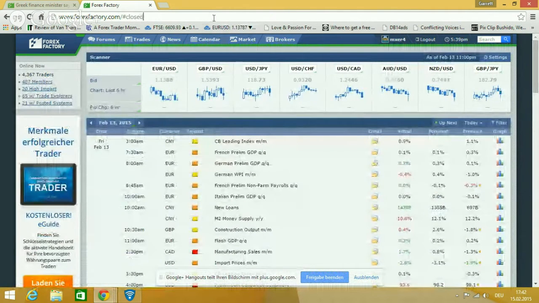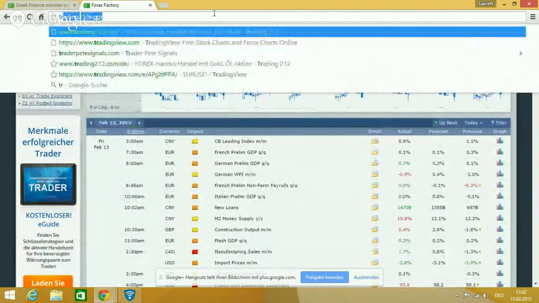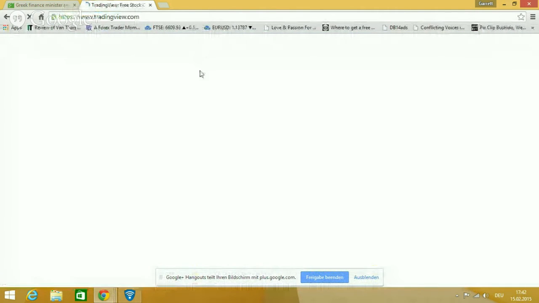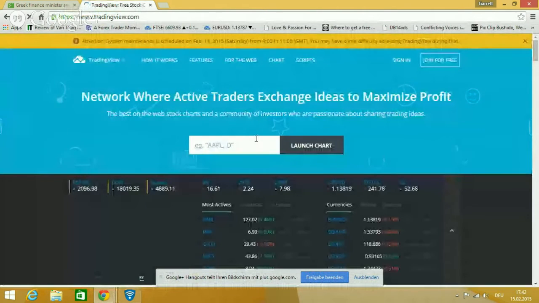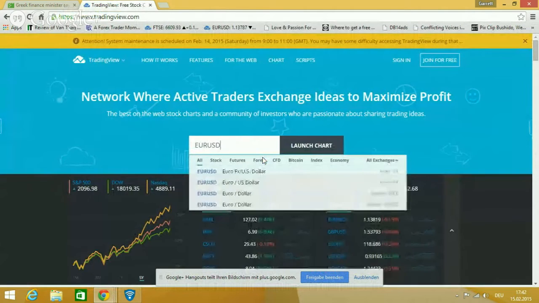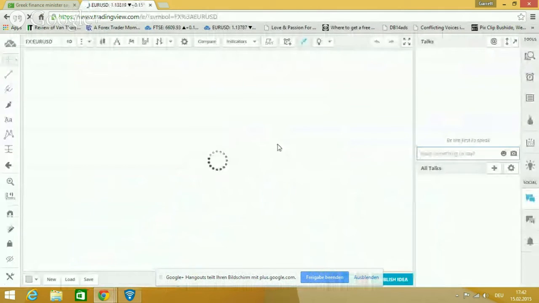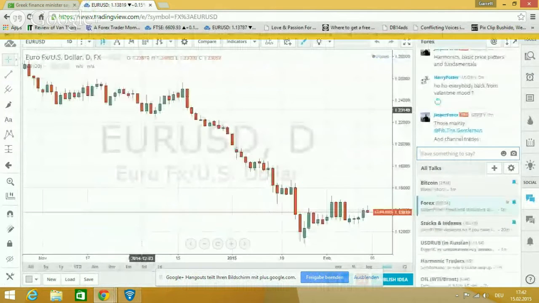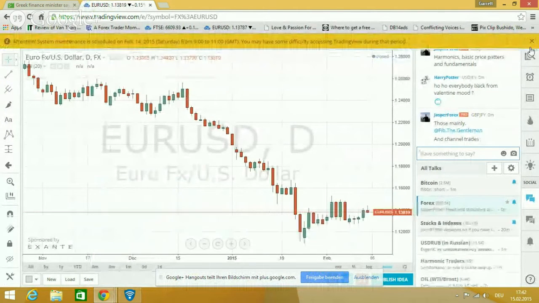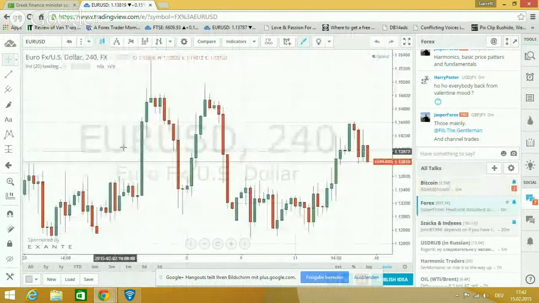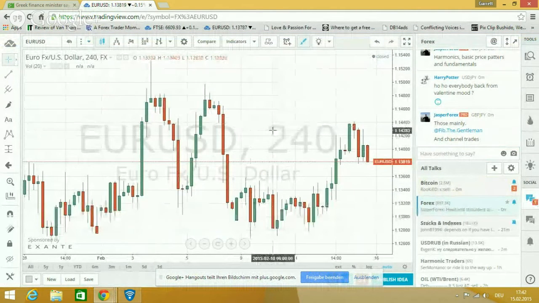Now let's go to charts. So what you want to do is go to TradingView.com. So here you can put in all your stocks here, what you want to look up. So let's say I trade Euro USD often, but you can look up Apple and all that stuff as well. These charts are 20 times better than plus 500. So what you go is you go to 4-hour chart here, and wow, look at that quality.